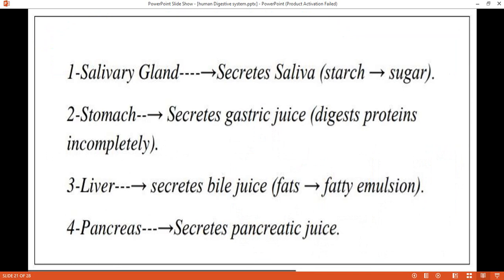So let's summarize all the juices here. The salivary gland secretes saliva. What is the function for it? It converts the starch, which is a complex form, into sugar, simple form. The stomach secretes gastric juice, which digests protein partially, which means incompletely, and the protein converts into a semi-liquid substance. What about the liver? It secretes bile juice, which converts fats into fatty emulsion, and the pancreas also secretes pancreatic juice, which also helps in digestion.